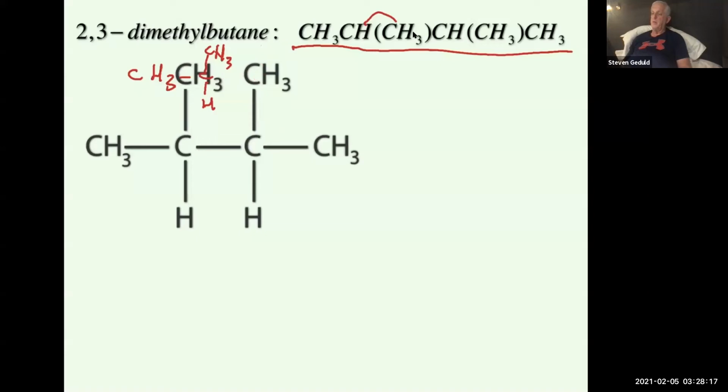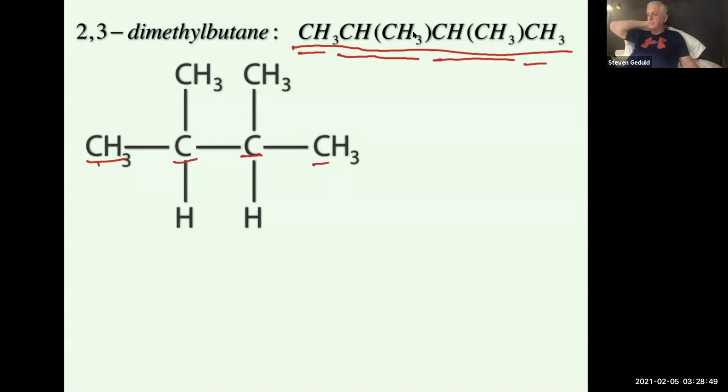Get rid of some of my drawings here so I can see a little better. All right. So here's your CH3. That's the CH3 right here. Here's your CH3, that's that right there. Here's your CH3, that's that right there. And there's your CH3. Okay. That's how you convert from a structural formula to a condensed formula, or from a condensed formula to a structural formula. Okay. Now, how would you do the line formula?